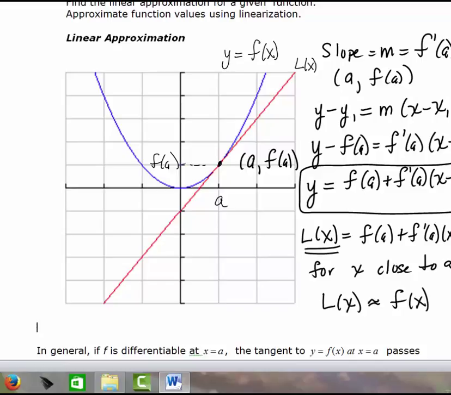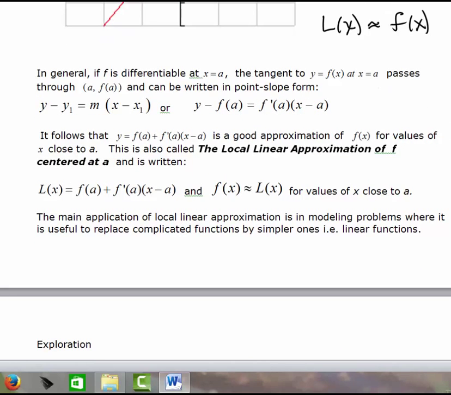We have f of x. At the point of tangency, both f of x and L of x are the same. As you move farther away from the point of tangency, you can see that the two functions get farther and farther away from each other. But we do know that close to that point of tangency, the linearization, or the tangent line, is close to the value of the original function. That is summarized in this paragraph below, and you can look at that a little bit later. It just restates what we derived right here.